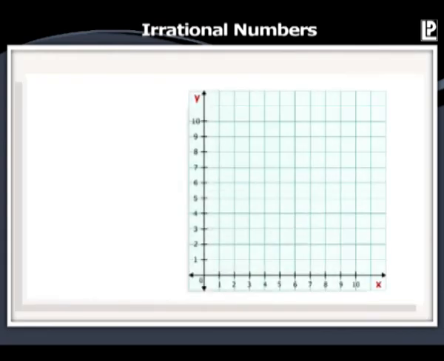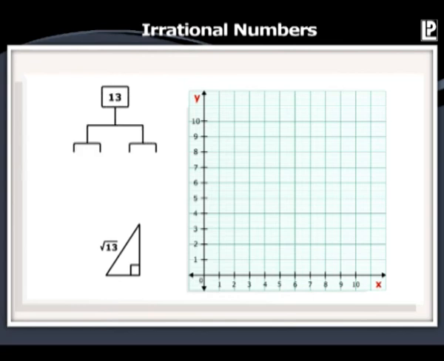Let's represent more irrational numbers to make sure we have understood the concept. We'll try and find the square root of 13 using a graph paper. We'll create a right-angled triangle on the graph sheet such that the hypotenuse is root 13. Let us split up 13 into two perfect squares, 9 and 4. We know that the square root of 9 is 3 and that of 4 is 2.